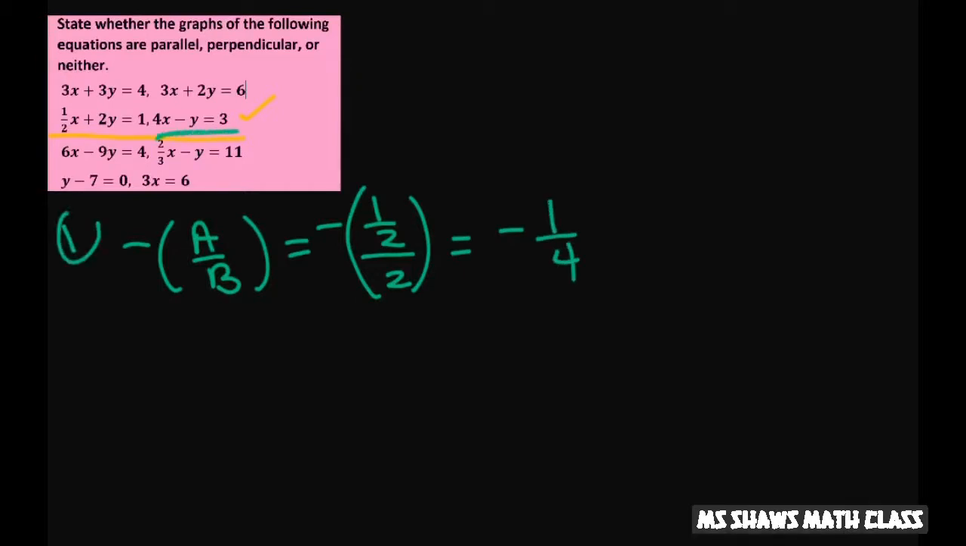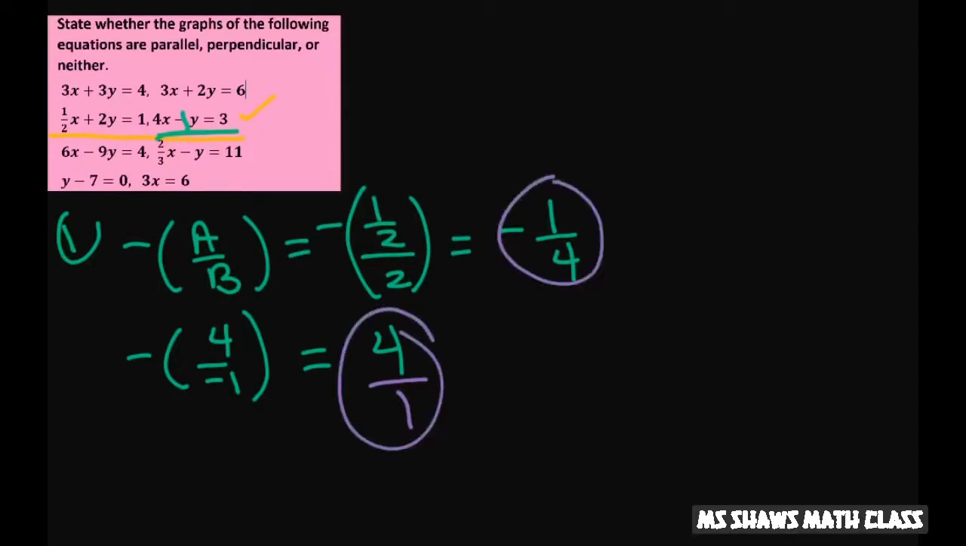For the second one, negative a. So your a is 4. Your b is actually negative 1. So that gives you 4. Now, these are negative. You can put it 4 over 1 if you want. These are negative reciprocals. So these two lines are perpendicular. All right, the next one.